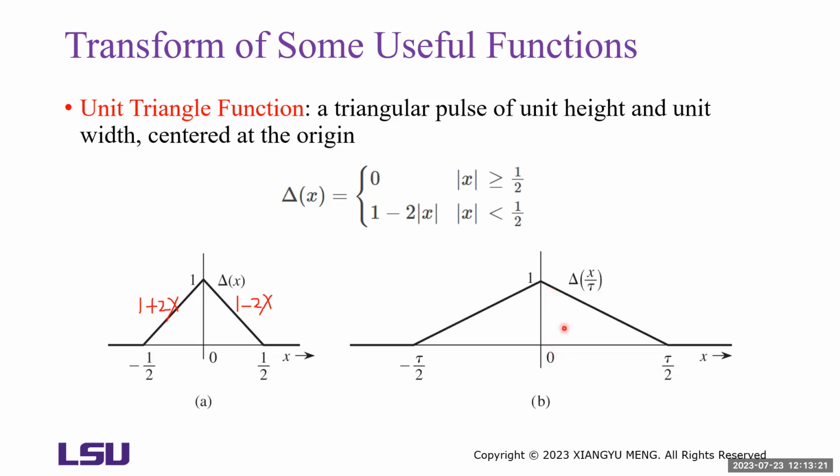The function in figure B is the unit triangle pulse expanded by a factor of tau. We know x/tau means time expansion. The unit triangular function is expanded by a factor of tau. Same as for the gate pulse, the denominator tau of the argument indicates the pulse width. The pulse width is tau.